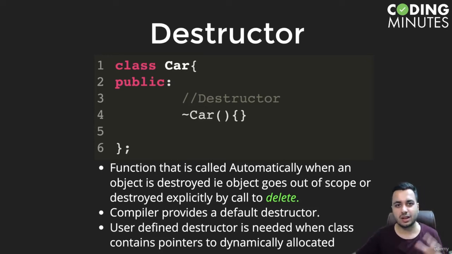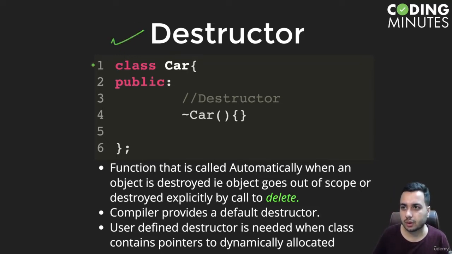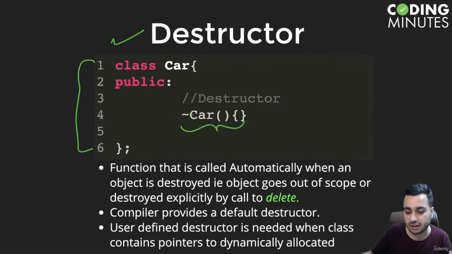Hi everyone. So till now we have learned about three functions: constructor, copy assignment operator, and the fourth one that is also present in every class. This is known as destructor. So we're going to talk about destructor. Destructor is written something like this: the class name prefixed with this tilde sign.